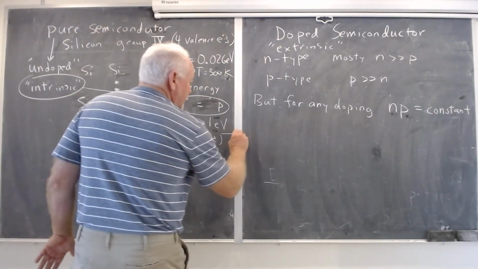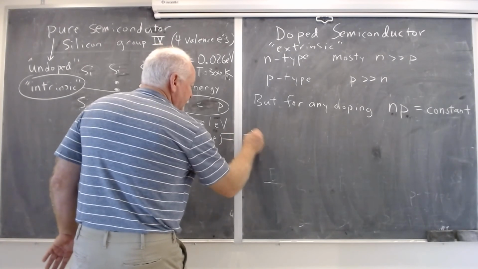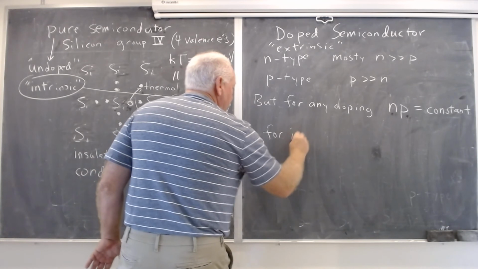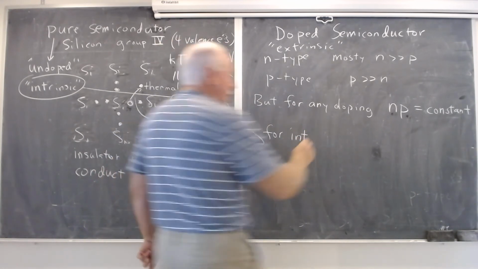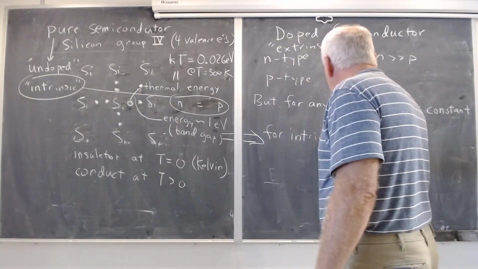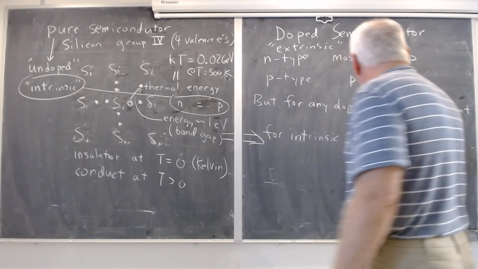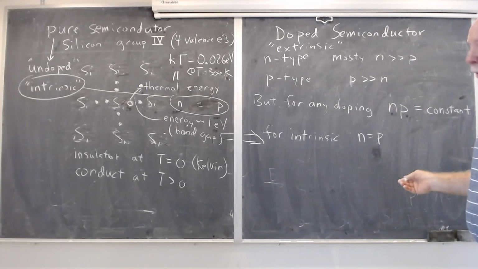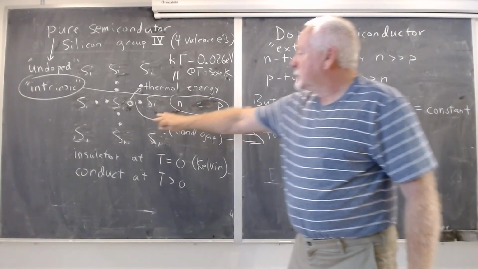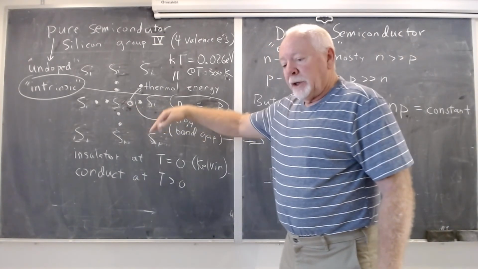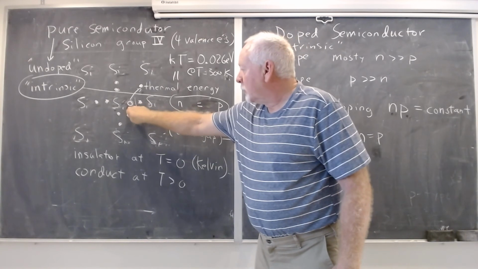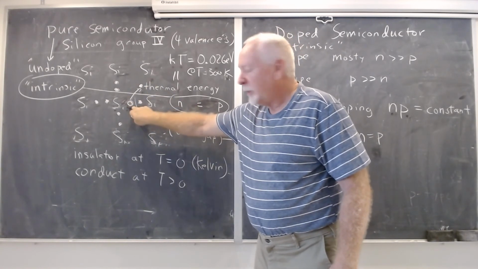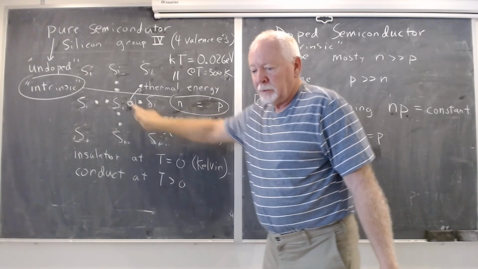Now let's do this for intrinsic, which means undoped. n is equal to p. Okay, you understand why, in an intrinsic semiconductor, I get n and I get p: I thermally rip electrons off the bonds, and that means that every time I do that, I leave behind a hole, so they're equal to each other.